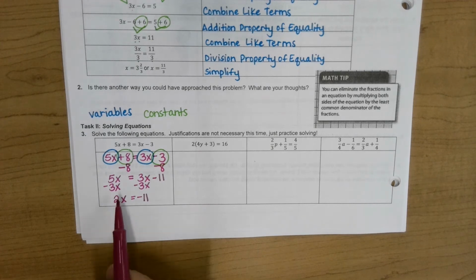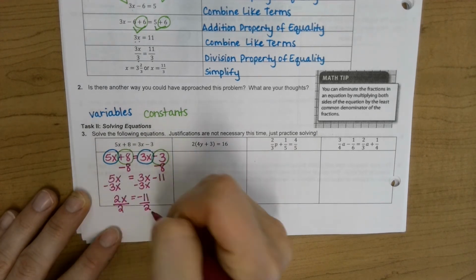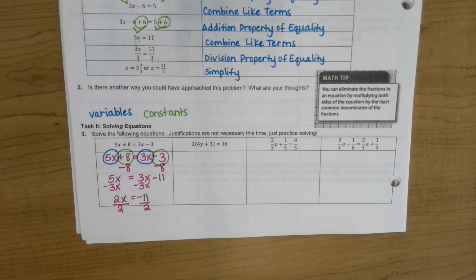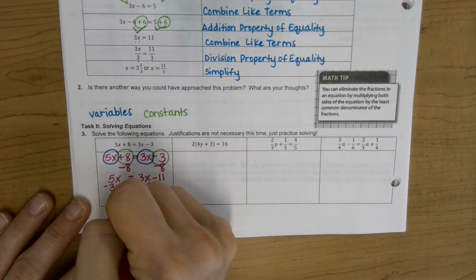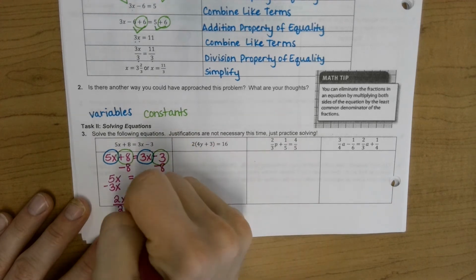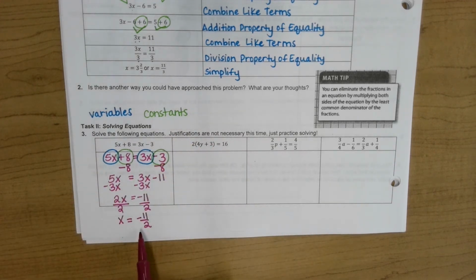Last step, I need to get x isolated or by itself. Right now I have 2 times x, so the inverse of multiplication would be division, property of equality. 2x divided by 2 is x equals, and then I'm going to keep that as an improper fraction. I cannot simplify it any further, so it's negative 11 halves.